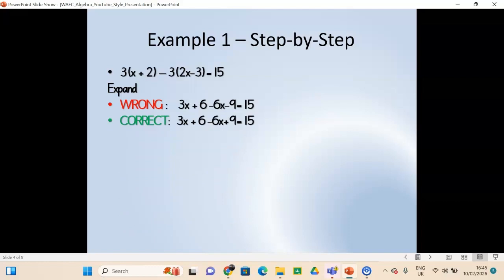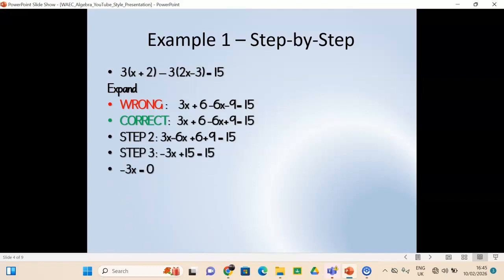But this is what you're supposed to do. It's going to be 3x plus 6 minus 6x plus 9. Where is it coming from? Here, you're supposed to say minus 3 times 2x, and that will give you minus 6x. And you're supposed to also say minus 3 multiplied by minus 3, and that will give you plus 9. So, that is exactly what you're supposed to do. Now, we can simply solve this completely. So, what do we do? We simply collect like terms. And I know from this point you'll be able to find a way around it. And that is just it. Alright.